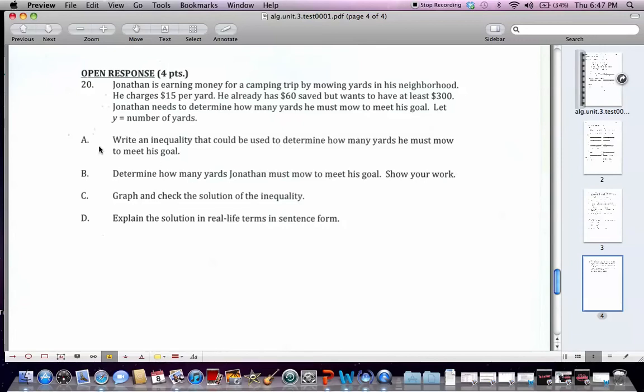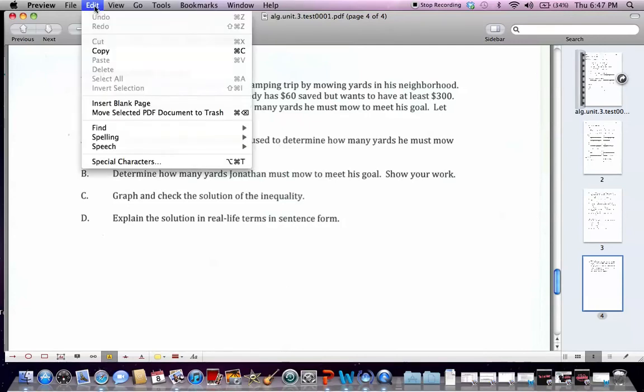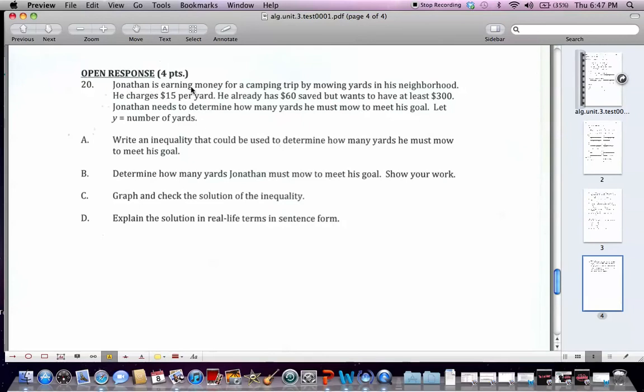So, part A says you're going to write an inequality that could be used to determine how many yards he must mow to meet his goal. So here you're just going to write the inequality, okay? And make sure that we pay attention to some of the words here that are important, okay? This says Jonathan's earning money for a camping trip by mowing yards in his neighborhood. Charges $15 per yard. Let y equal number of yards. He already has $60, but he has to have at least $300. Okay, at least $300. So we're going to write that inequality using that information.